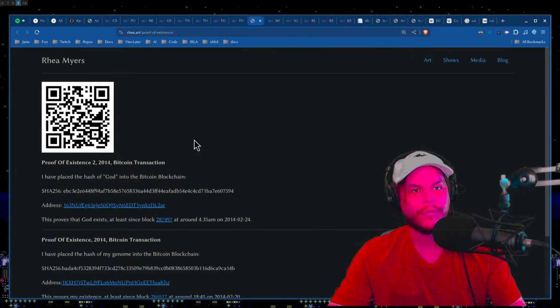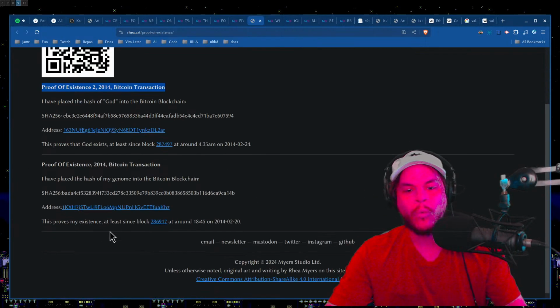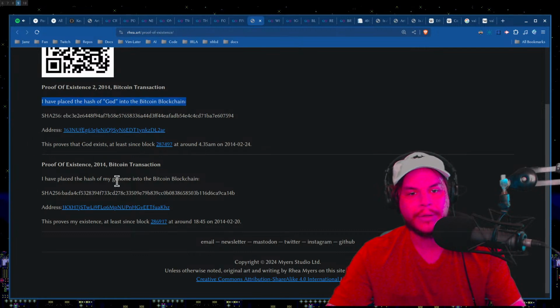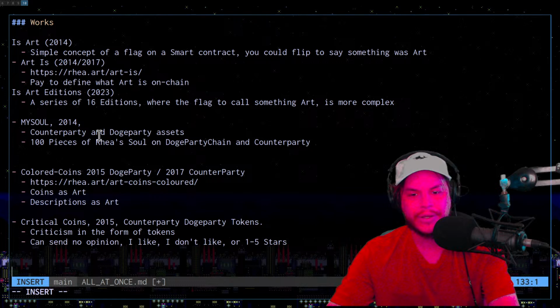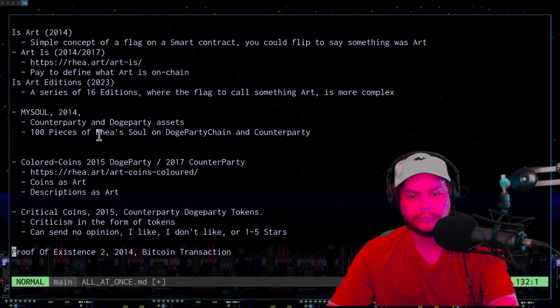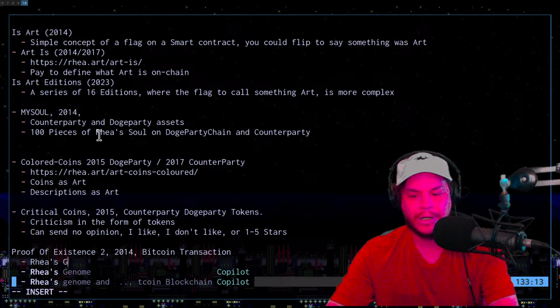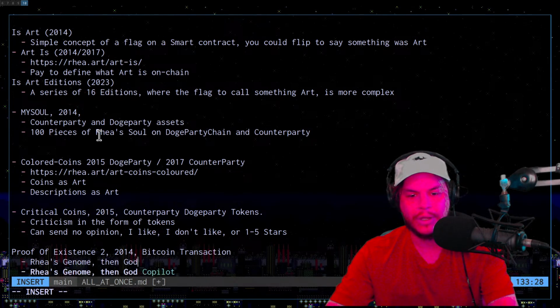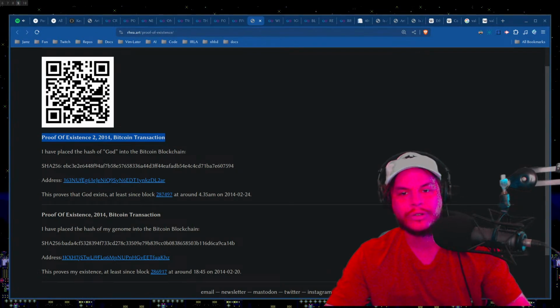All right, here's proof of existence. And then we've already read this before. But there was two of them. One was first putting Rhea's genome, and then finally is putting a hash of God on the chain here. So we've got both these things now existing. And these are both 2014. This is Rhea's genome, then God hashed on Bitcoin. Nice.